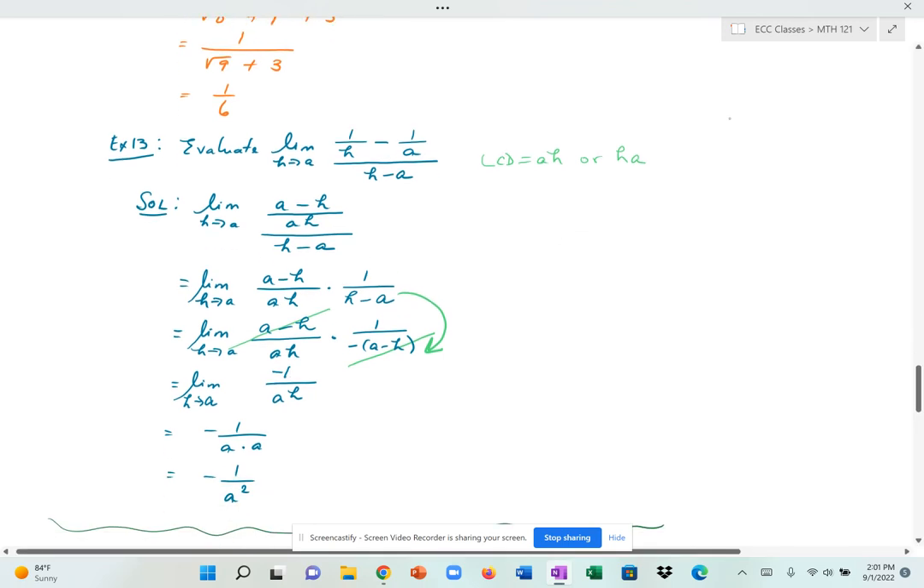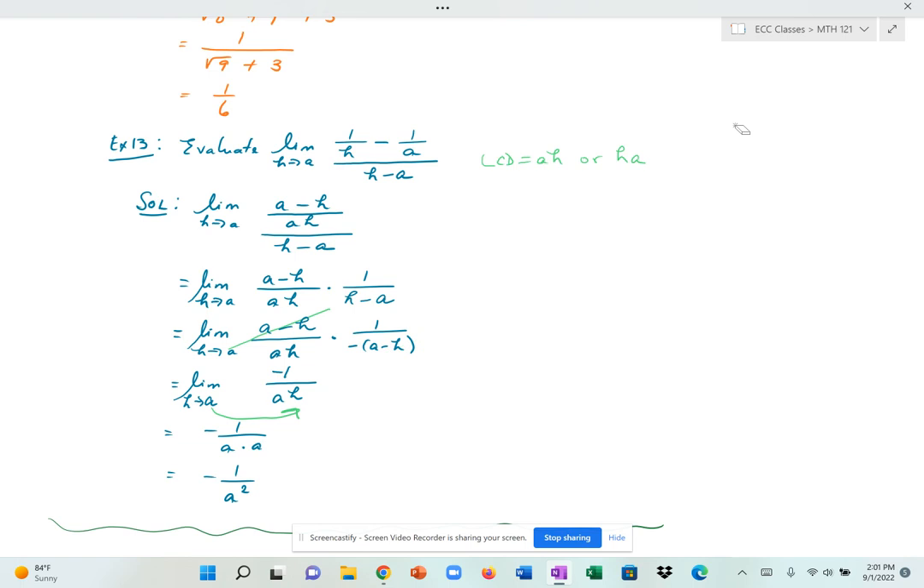As h approaches a, that means you plug in a right in here, and you end up with an answer of negative 1 over a squared. So this one's a little bit more abstract because you don't have any numbers, but the concept is very similar to previous examples.